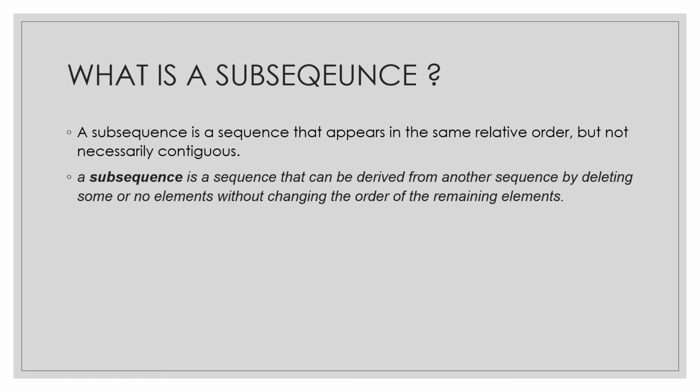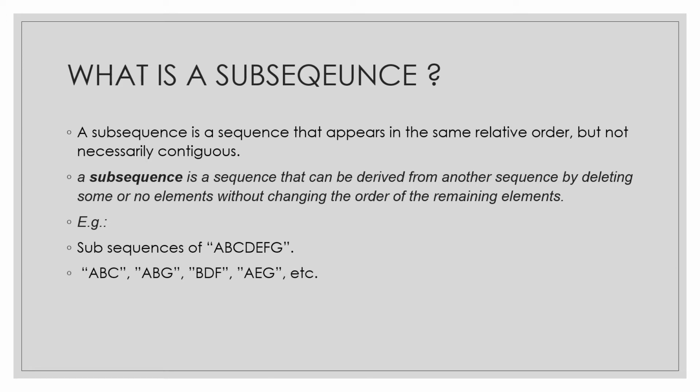What this means, we'll understand in a much better way by taking an example. Say for suppose we are given a sequence of characters A, B, C, D, E, F, G. We can see the subsequences of this sequence are A, B, C; A, B, G; B, D, F, and so on. A, B, C is a subsequence of this parent sequence A, B, C, D, E, F, G, because we have taken A, B, C in order and deleted some of the elements from the parent sequence.